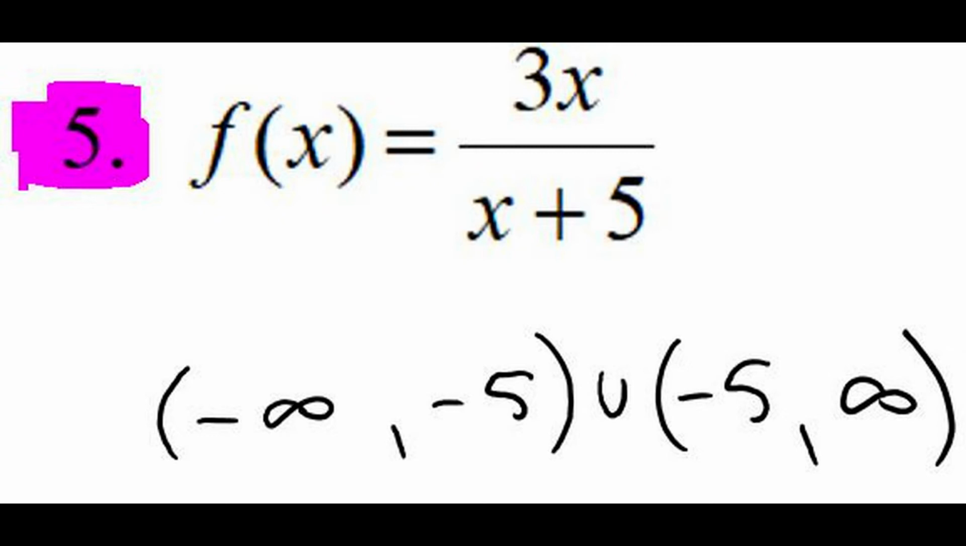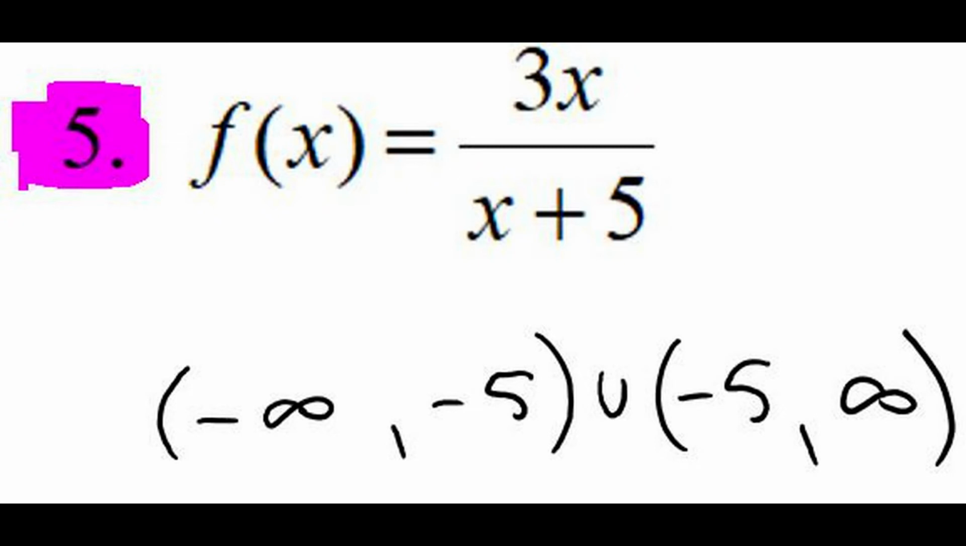Then that U means and, or, this set and this set. So then we have to talk about the positive numbers. Once again, we're going to start at -5 with a soft bracket because -5 doesn't work, and we're going to the right forever. So we go from -5 to positive infinity, and that is your complete answer.